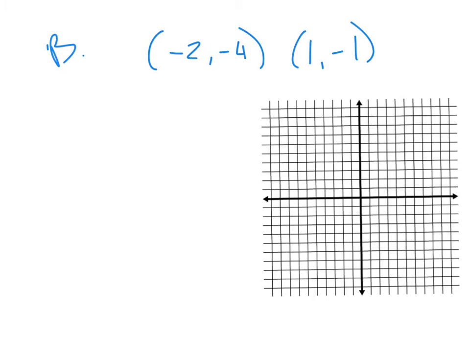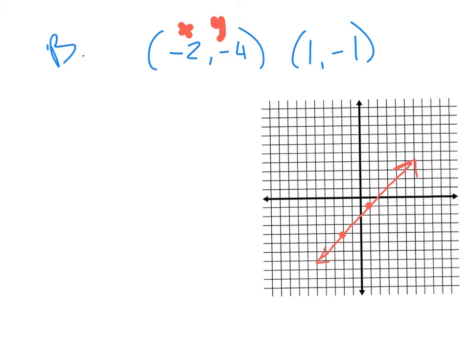So negative, this is x, this is y. So I go back to down 4. 1, 2, 3, 4 is my first point. And then my next point is over 1, down 1. Graphed. So now I can find my slope.